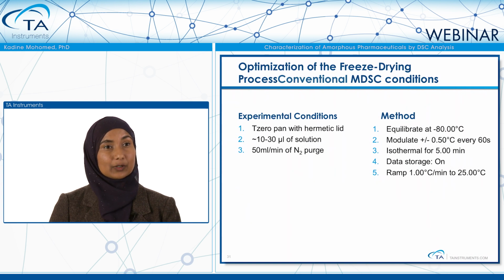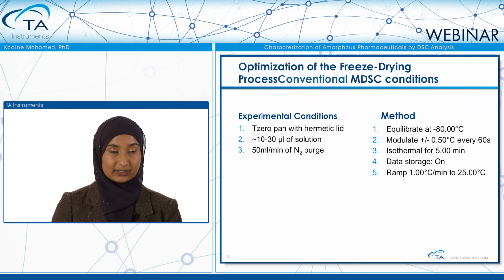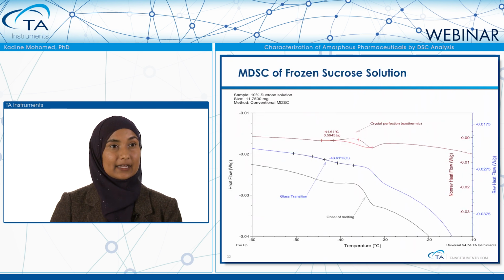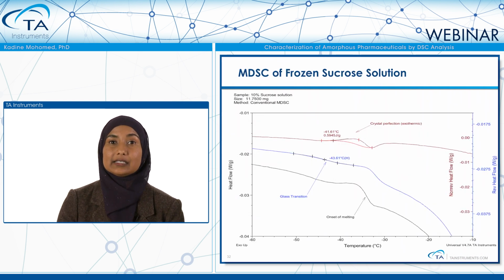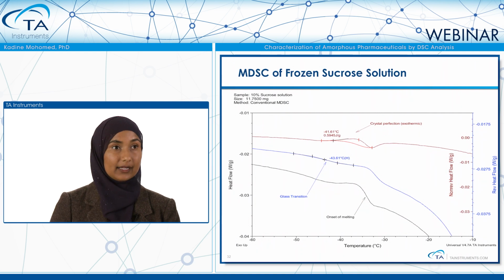So the sample test will begin at minus 80 degrees, and the modulation conditions used would be modulate plus or minus 5 degrees Celsius, which would be your amplitude, every 60 seconds, and this is the period of the modulation, and the temperature ramp rate of 1 degree C per minute through the melt of the ice to 25 degrees Celsius. And let's look at an excerpt of this data file in which a 10% sucrose solution has been used.